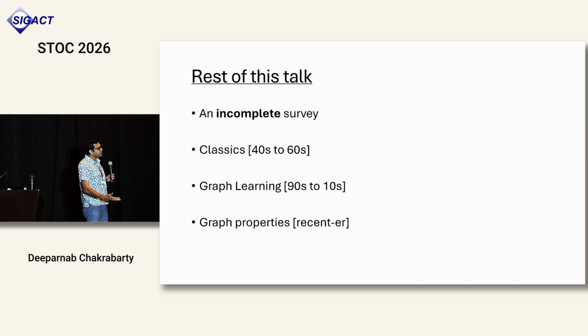And then I'll talk about some work on graphs. So the classic work is not going to be about graphs at all. We'll see what it will be about. Then we'll move to graphs, and the focus in the late 90s was on graph learning. So you want to reconstruct the whole graph. And we'll see how the classic works actually lead to these algorithms.